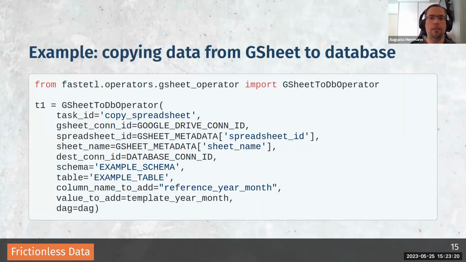We can also copy data from Google Sheets to a database. For that, there's the GSheet to DB operator. Again, you just tell it the parameters like the spreadsheet ID, sheet name, and the connection ID, and which schema and table in the database. We can also add a custom column. For instance, this is often used to create backups of spreadsheets, and you might want to add a column on when that backup was created.